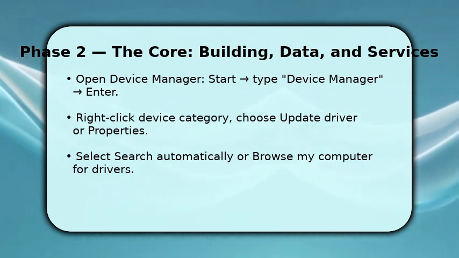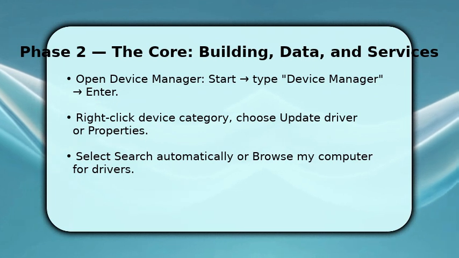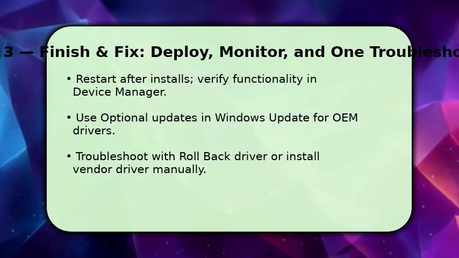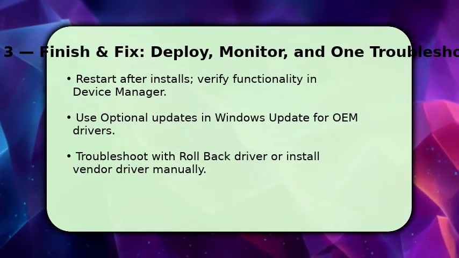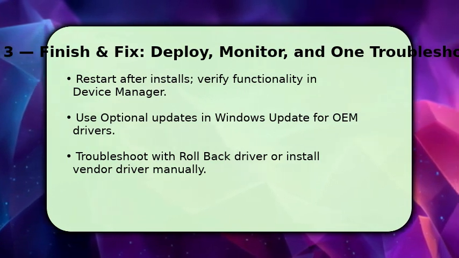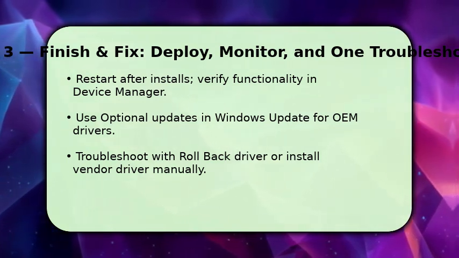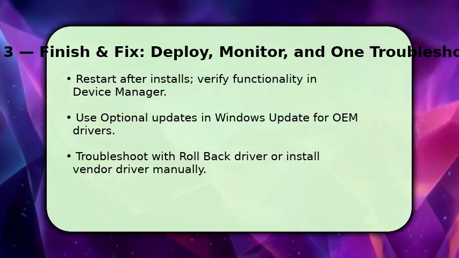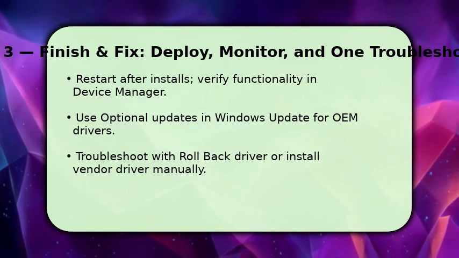Remember, expand System devices for chipset drivers, and check Unknown devices for missing drivers. To finish, restart the PC to activate new drivers, then confirm in Device Manager that the device shows no warning icons. If the driver came from Windows Update, check optional updates for additional OEM drivers and install them as needed.